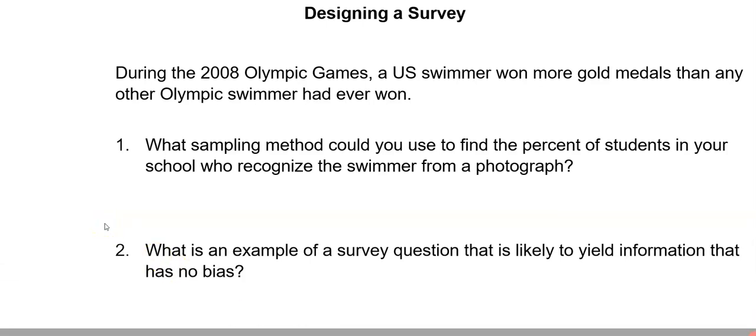What is an example of a survey question that's likely to yield information that has no bias? Again, keep the question simple. Maybe something like, who is pictured in the photograph? Don't lead them to an answer or favor one outcome or another. That would be incurring bias. And so that's just the idea of designing a survey that seems fair. Statisticians and mathematicians are pretty fair, and so we try to be fair and random when we're mathematicians and use good surveys and samples and so forth. So that's the lesson for today. Thanks.